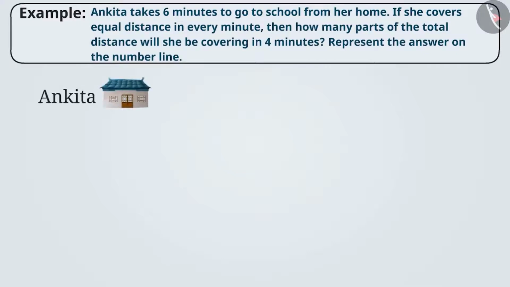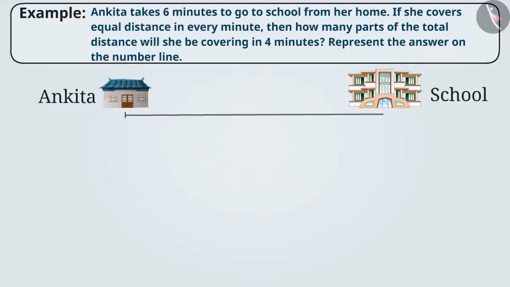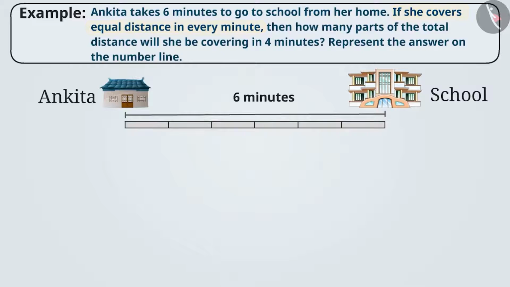This is Ankita's home and this is her school. Ankita takes 6 minutes to reach school from her home. Since she covers equal distance in each minute, we can say that in 6 minutes she will cover 6 parts of the total distance. We have to find out the distance she will cover in 4 minutes. As you can see, in the first minute, Ankita covers one part of the total distance, which can be represented in a fraction as 1 by 6.